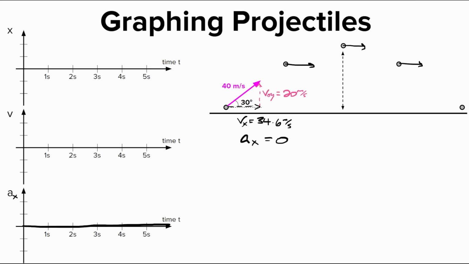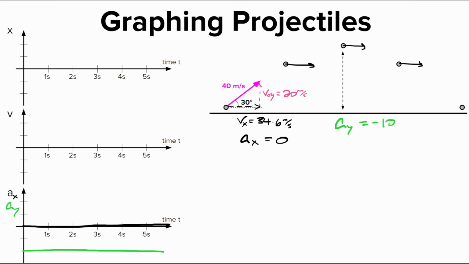A in the y isn't even much harder. If you wanted to graph a in the y direction, a in the y direction is negative 10 the entire way, on the way up and on the way down, negative 10. Well, then that means acceleration in the y is negative 10. What's the graph of that? It's just, we can call this negative 10. So graphing acceleration is actually the easiest.